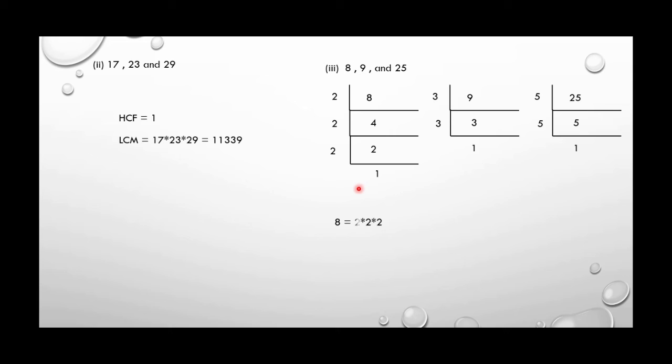Now the prime factors of 8 are 2 into 2 into 2, and the prime factors of 9 are 3 into 3, and the prime factors of 25 are 5 into 5. Now in order to find the HCF and LCM, we need to find the common terms in all these three. Since we don't find any common terms in all these three numbers, the HCF will be 1. And therefore the LCM will be the product of all these three numbers, that is 8 into 9 into 25, which is equal to 1800.